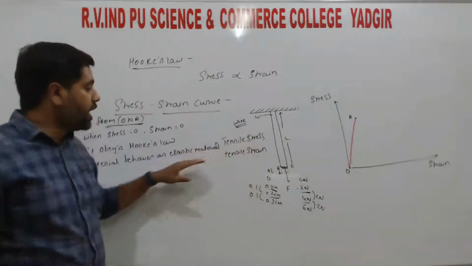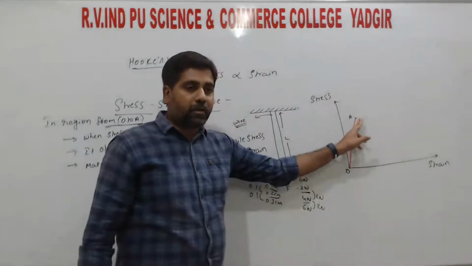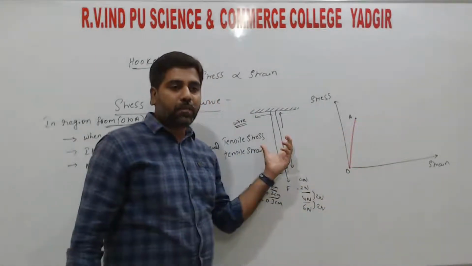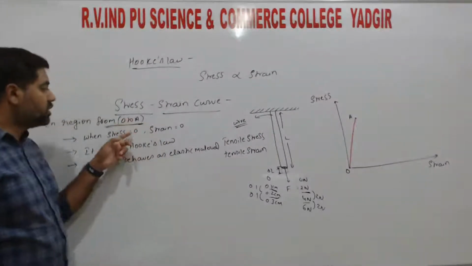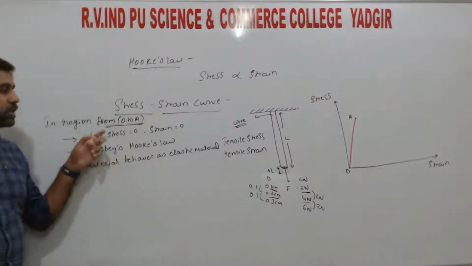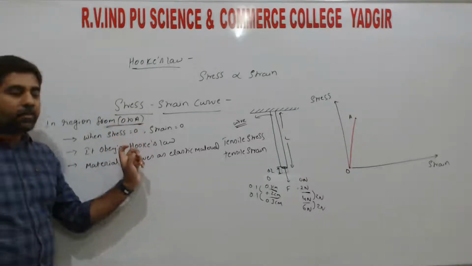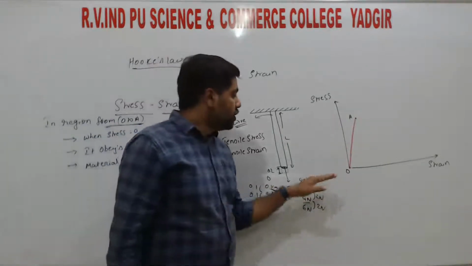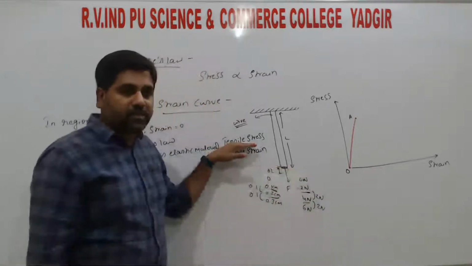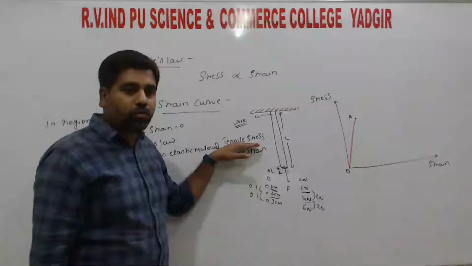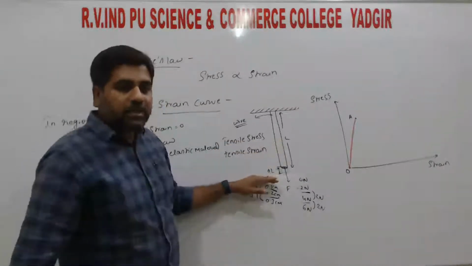So here the wire behaves as an elastic material in the region from 0 to A. So in this region, the wire behaves like an elastic material, right? These are the 3 points which come under the region from 0 to A. 0 to A means when the load increases, that means tensile stress increases.